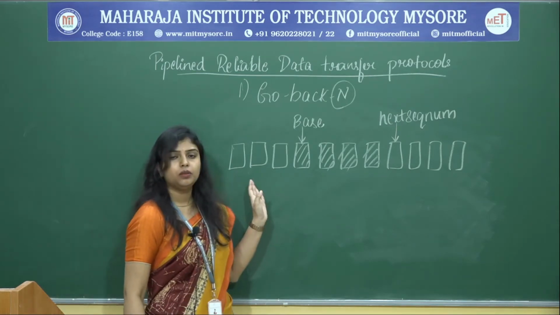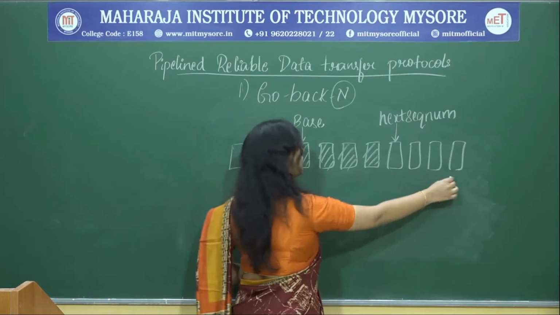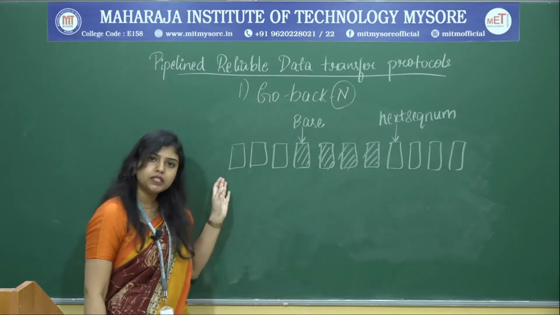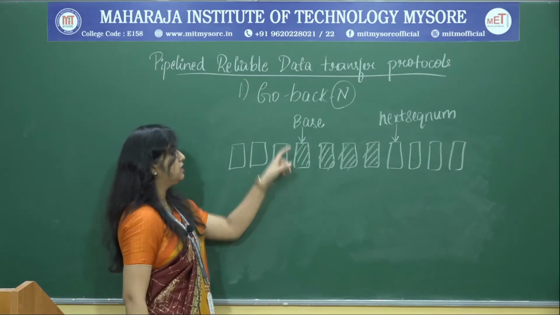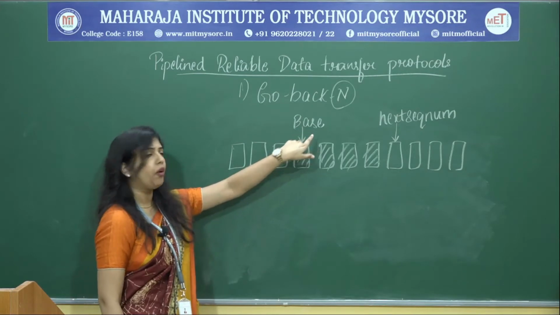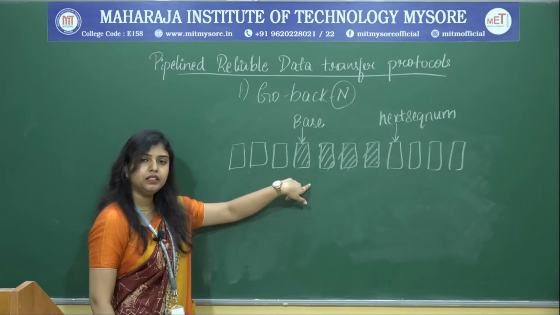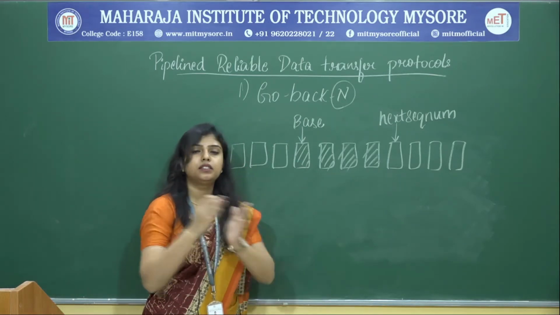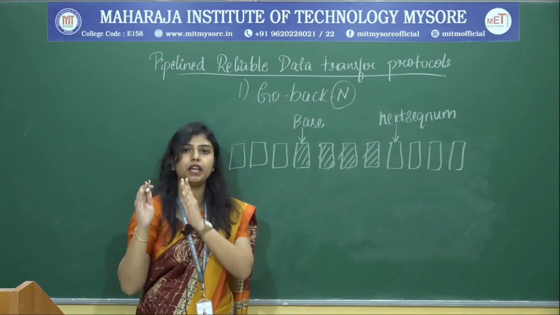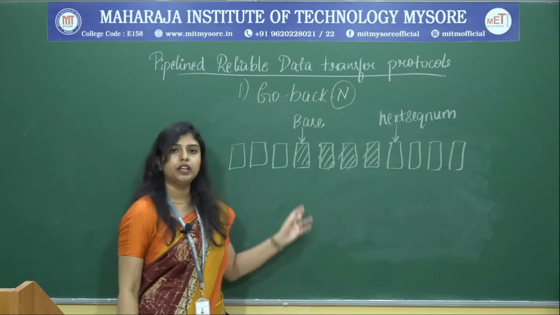So, let us look at the basics. Here, these are the packets that have to be sent from the sender to the receiver. This base points to the packet which was first sent to the receiver, but the acknowledgement has not been received. That means this is the oldest unacknowledged packet.